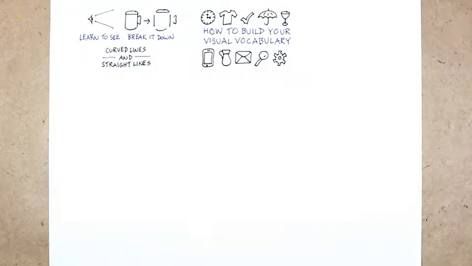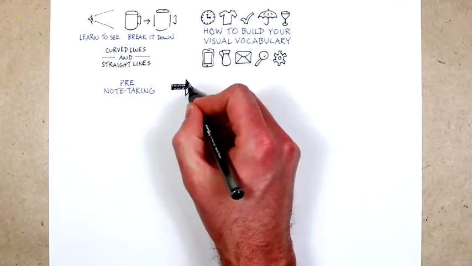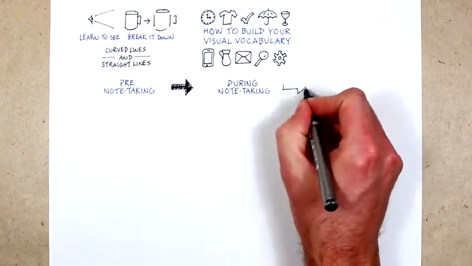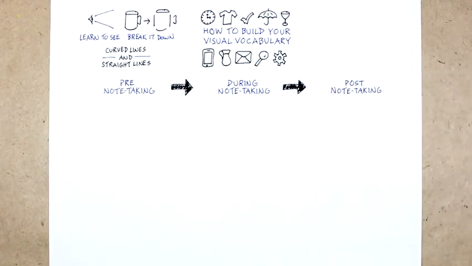To help you develop that ability to see and break down objects, we'll look at 3 different stages during which you can build your drawing skills while simultaneously building your visual vocabulary. We will look at what you can do before a note-taking session, what you can do during a note-taking session, and what you can do after a note-taking session to build up that vocabulary. Let's start with what you can do in preparation of a note-taking session.